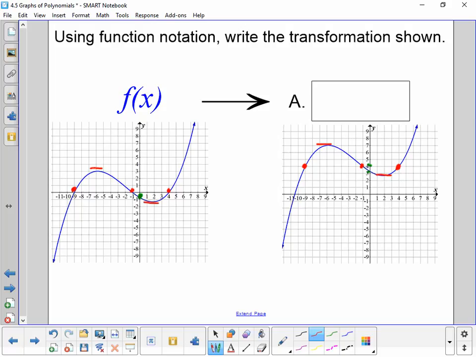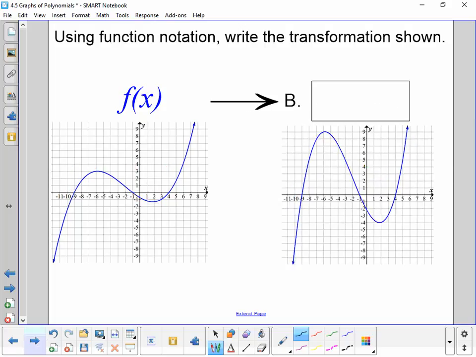But what happened is this function was shifted up 4 units. So it was down here, now it's up here. And if we want to show in function notation that something moved up 4, it's that function plus whatever the constant it shifted up by, which in this case was 4. If it had shifted down, we would have written f of x minus 4.